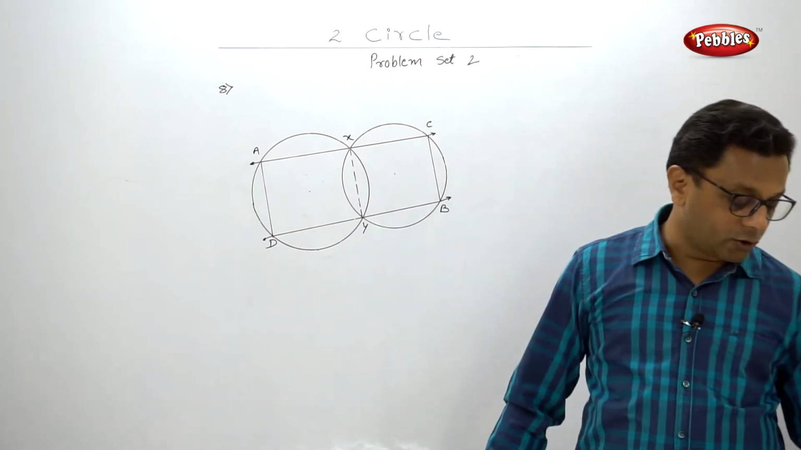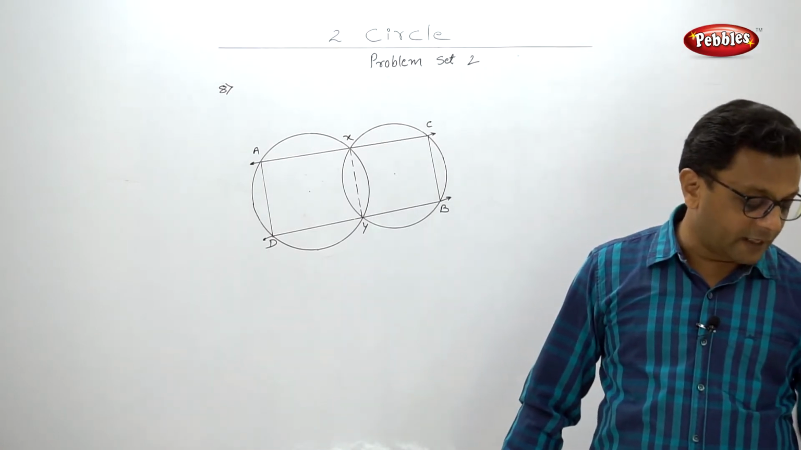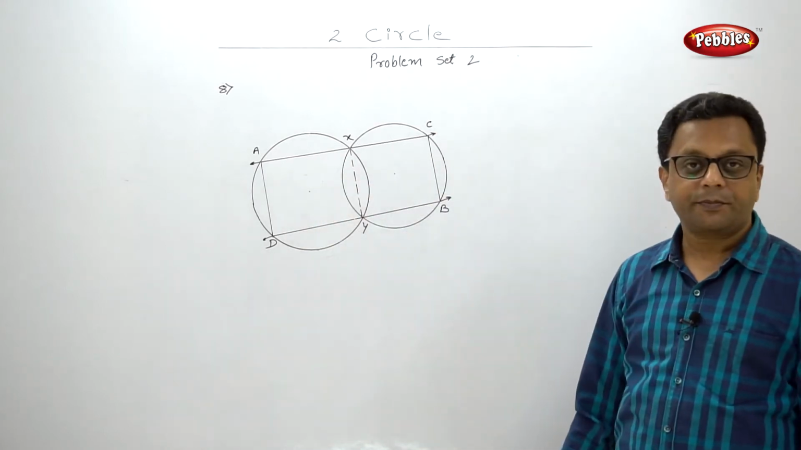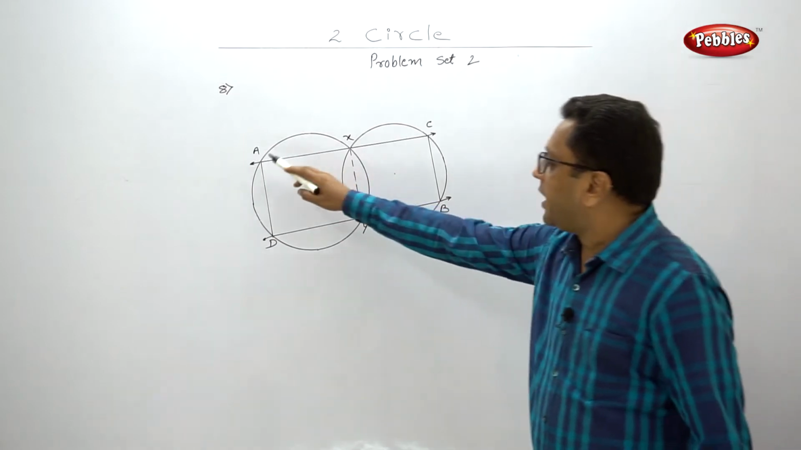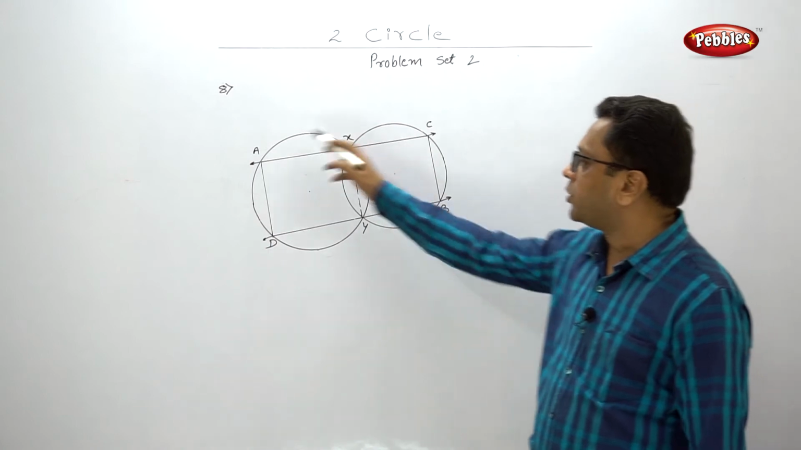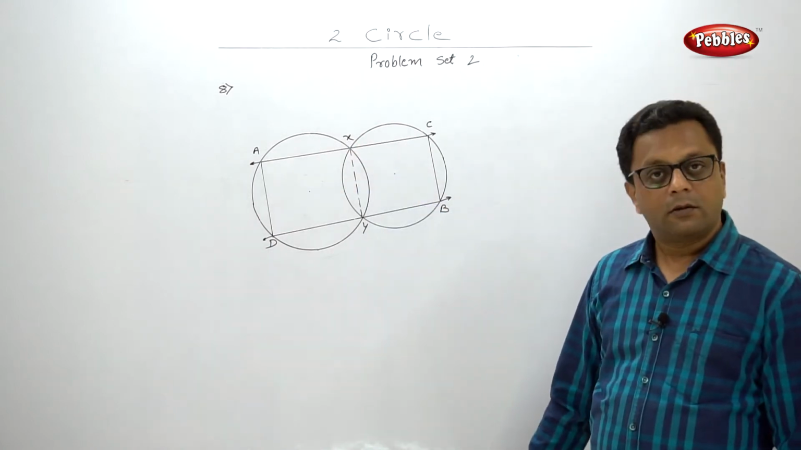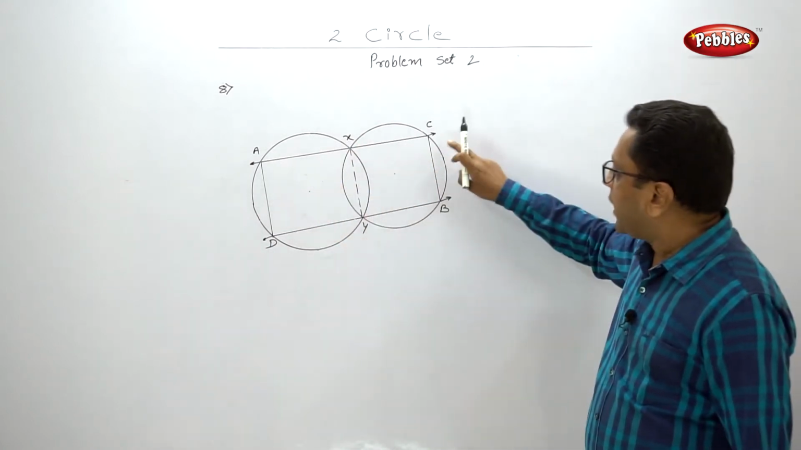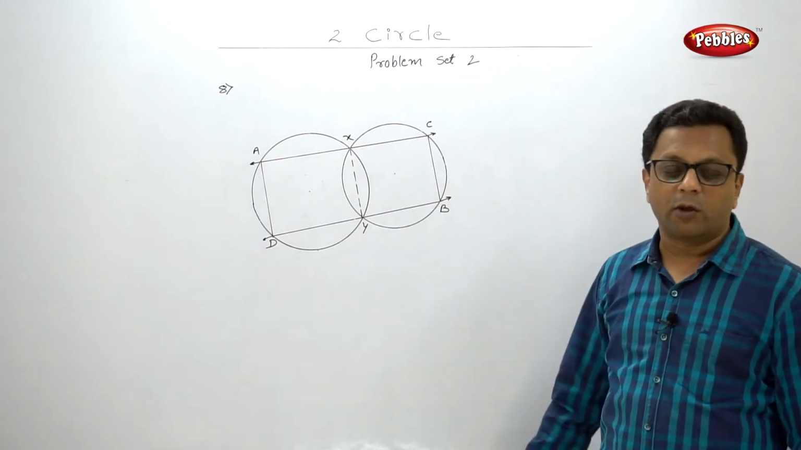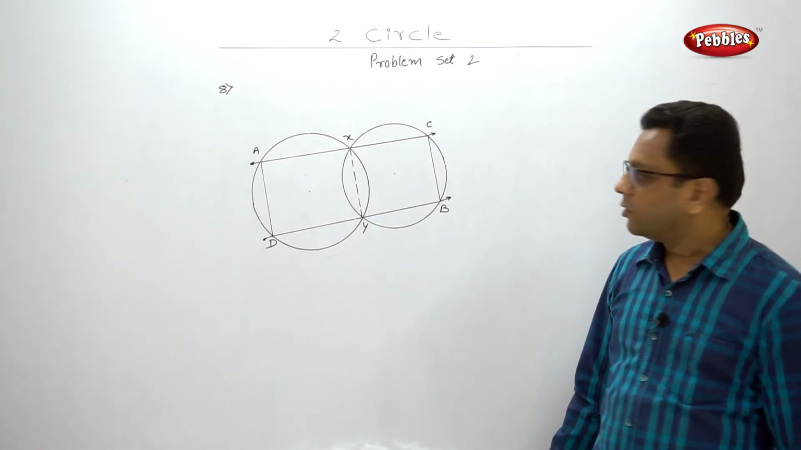What we have to prove? Show that the line AD is parallel to line BC. We have to show that AD is parallel to BC. Now, this AXYD is a cyclic quadrilateral because all 4 points lie on this circle, and CXYB is a cyclic quadrilateral for this smaller circle. Correct?